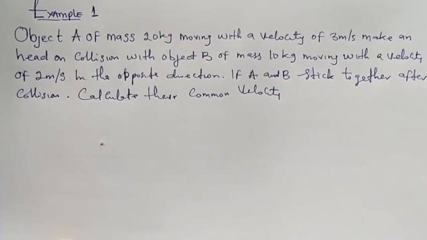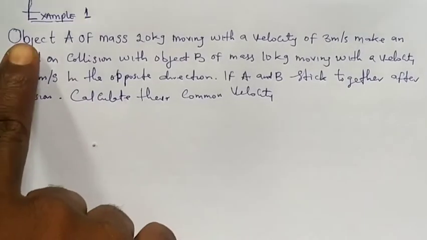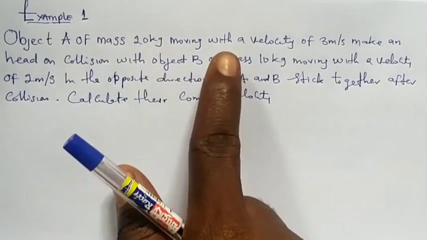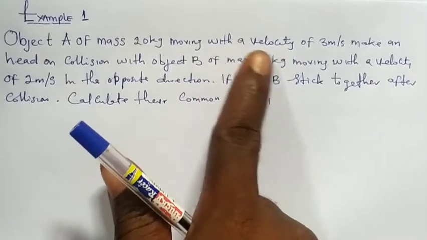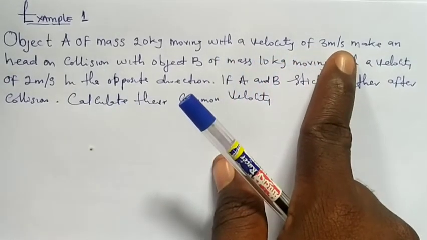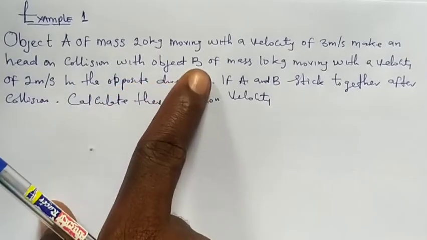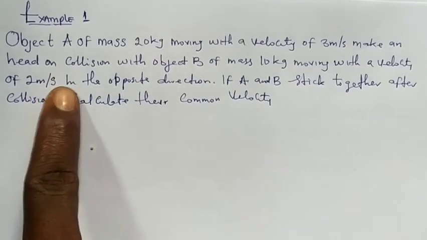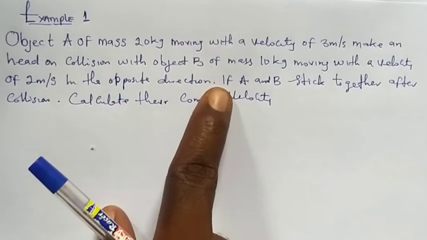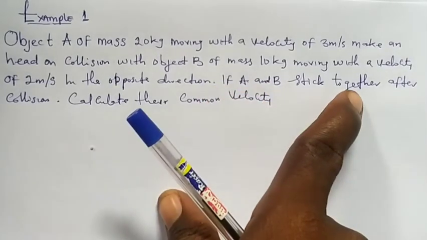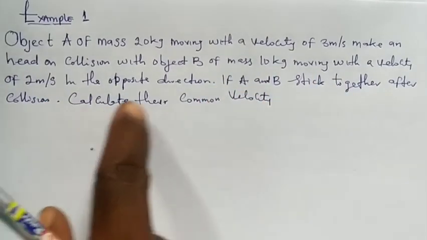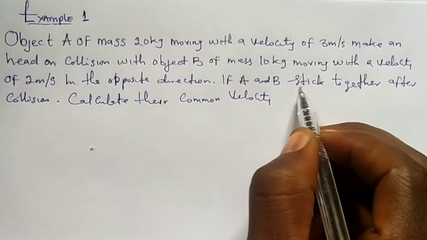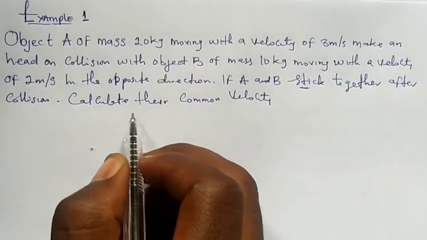Now, let's take this example. It says an object A of mass 20 kg moving with a velocity of 3 meters per second makes a head-on collision with object B of mass 10 kg moving with a velocity of 2 meters per second in the opposite direction. Full stop. If A and B stick together after collision, calculate their common velocity. Now the keyword I want you to hold on to is: they stick together.